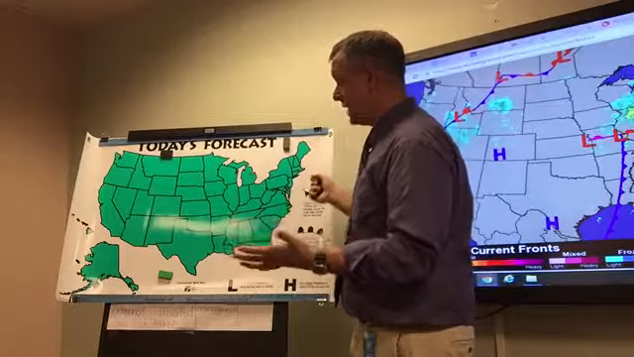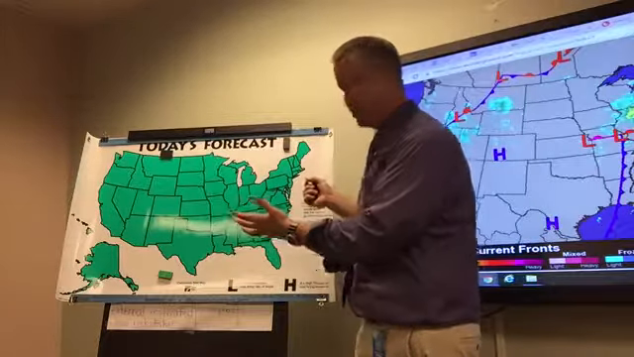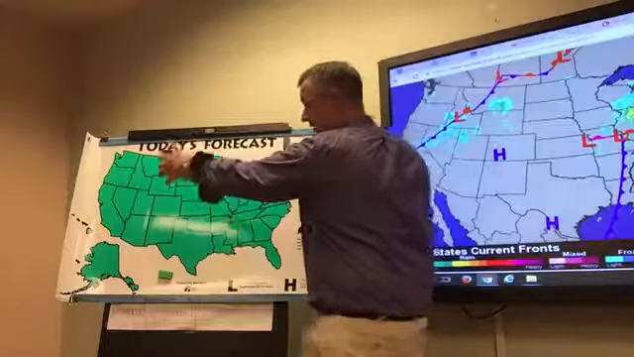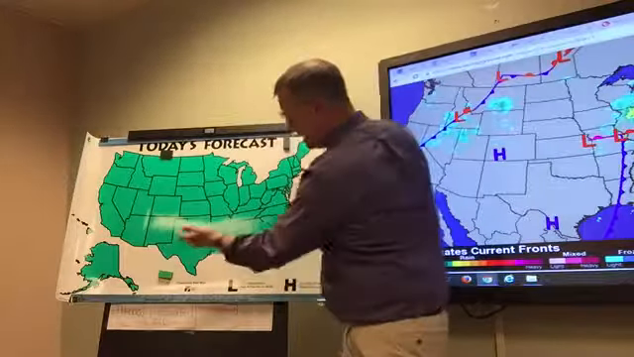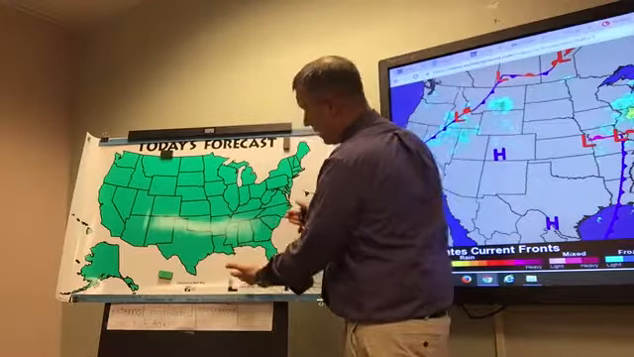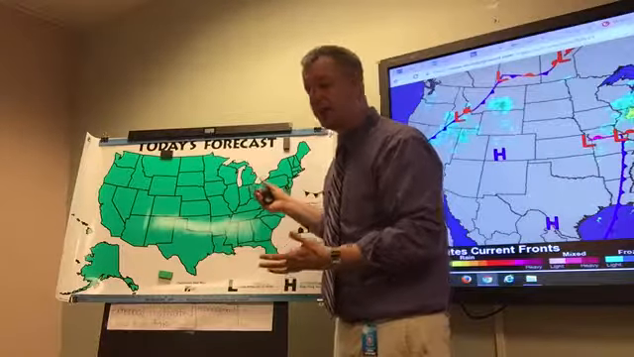So what does it tell us? Our kids struggle to know directions. We need to know that this is the west coast. This is the east coast. North is where Canada is. South is where Mexico is, and the Gulf of Mexico. Giving them a little bit of geography.